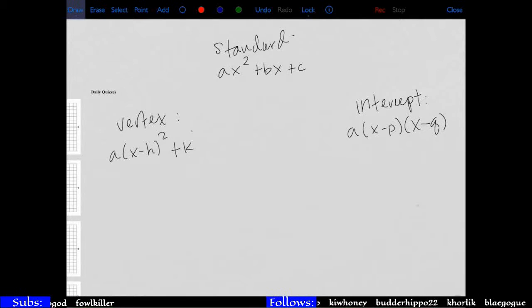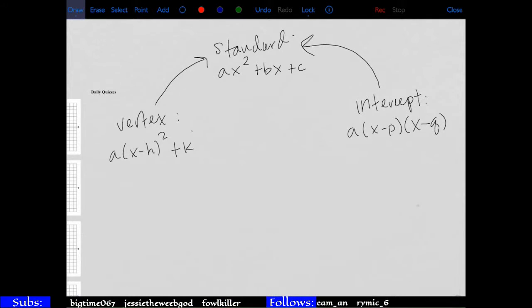Okay, going from each form. So going from any form to standard. Standard is like the most basic, the most multiplied out, simplified version, I'd say. So to get from any form to that form, you just multiply. No matter what you start with, if you ever need to get to standard, you just multiply everything out, distribute, etc.